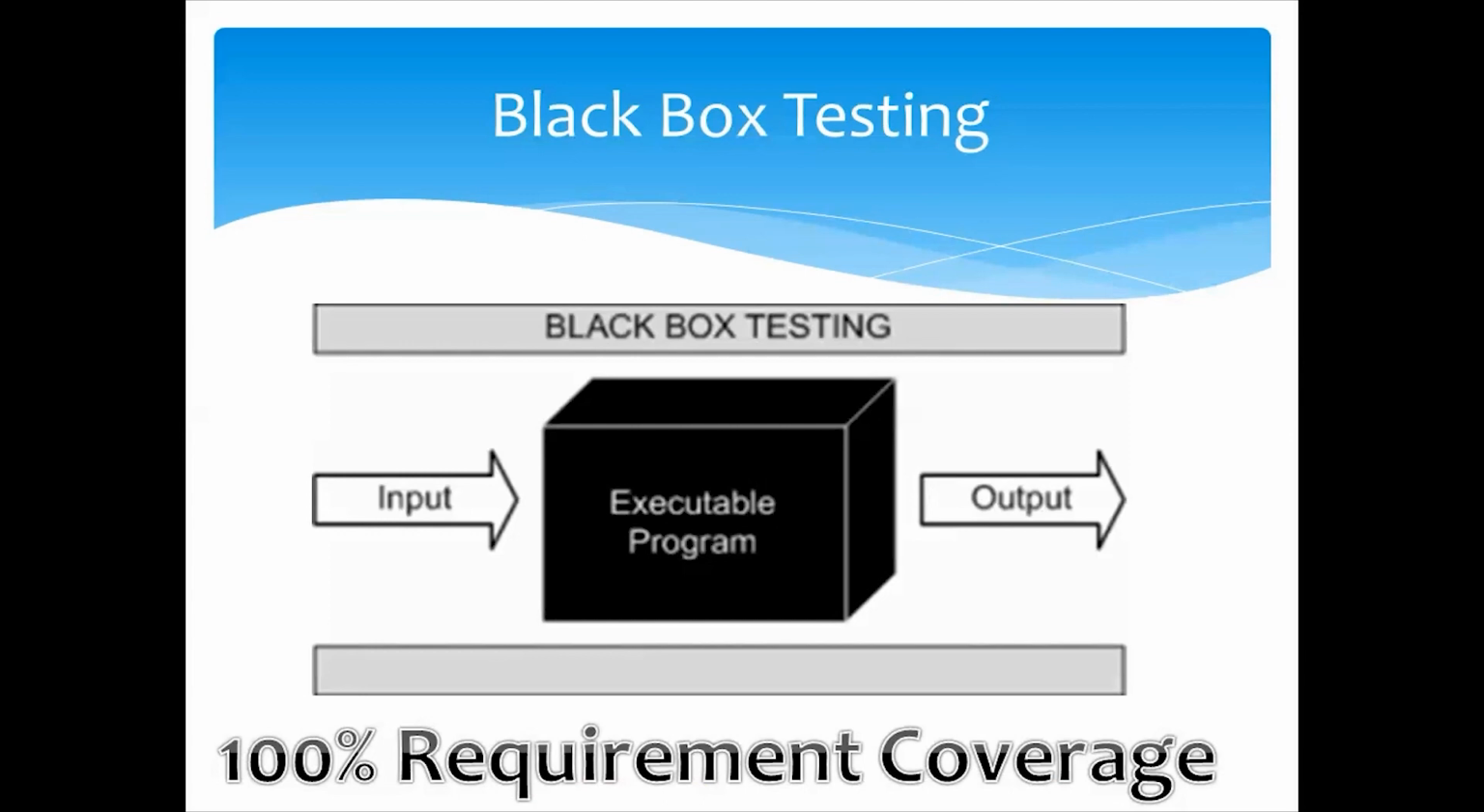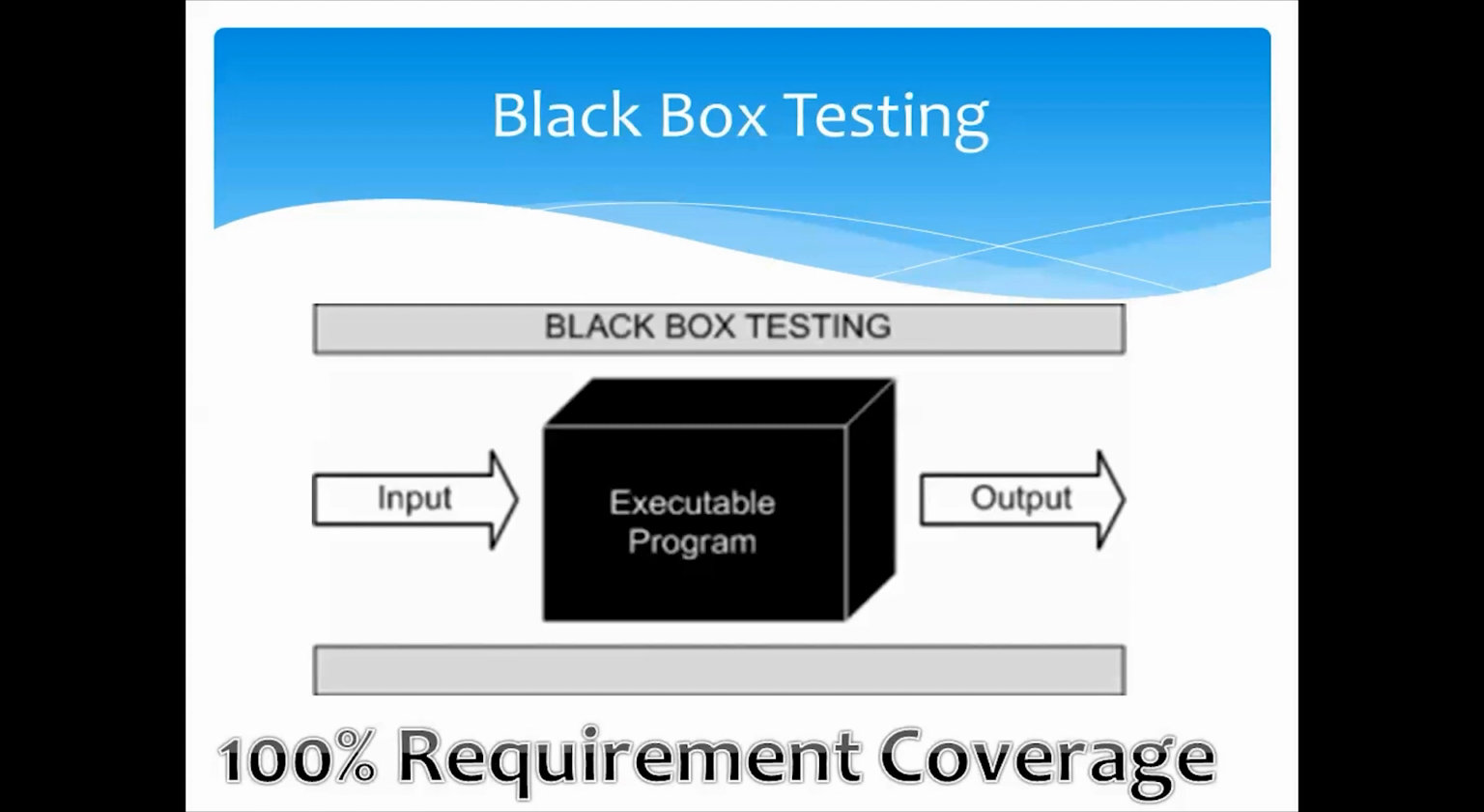Here we apply our inputs to the executable program and we get the outputs. Depending upon the output which we get, we confirm whether it is working perfectly or not. Whereas in white box testing, by looking into the logic, they confirm whether it is working fine or not. But in black box testing, it is completely tested by the test engineers and the customer side.